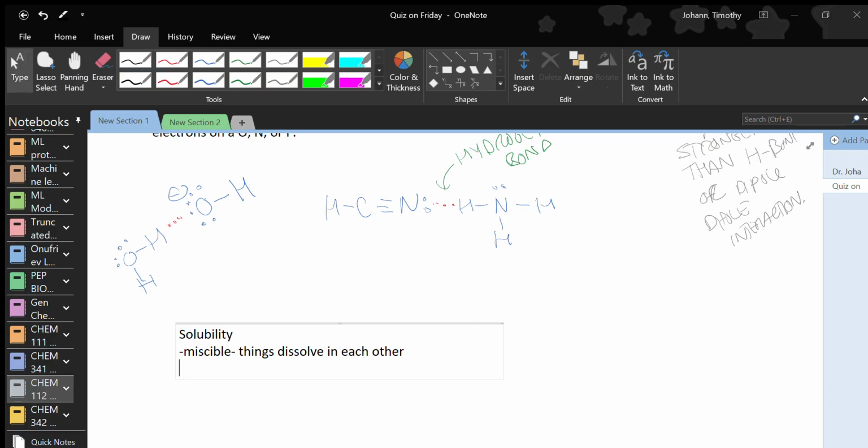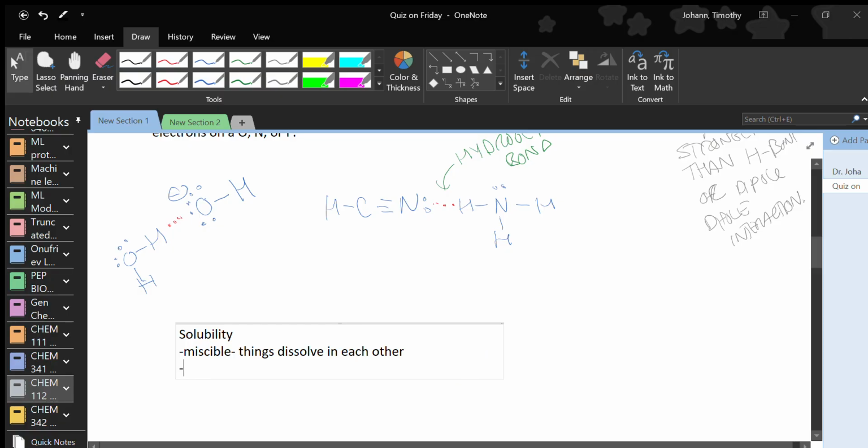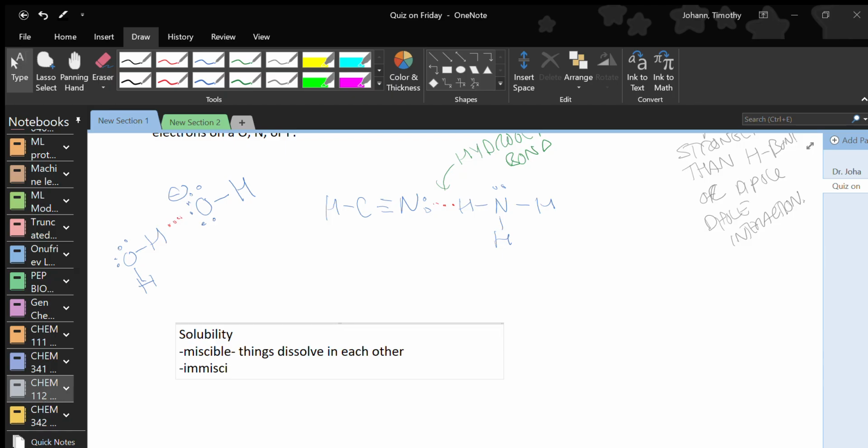So I had coffee earlier today that had sugar in it. The sugar was dissolved in the water because there was more water than there was sugar. Does that make sense? Okay. And there's not really a hard and fast rule for that. Also, we can talk about things being immiscible, and things do not dissolve in each other.